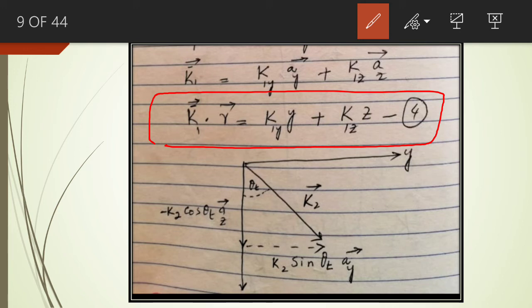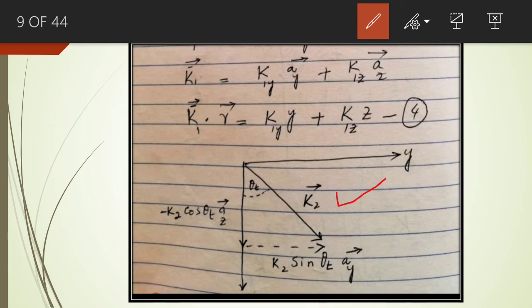This is the value of k1 prime dot r. So now we consider k2, and we resolve k2 into two components. We know the angle of k2 with respect to the normal is theta t, which is the angle of transmission. So we resolve k2 into two components. Here is the component of k2 which is along the y-axis, and here is the component of k2 which is along z-axis, which is along negative z-axis. So k2 has been resolved into two components.